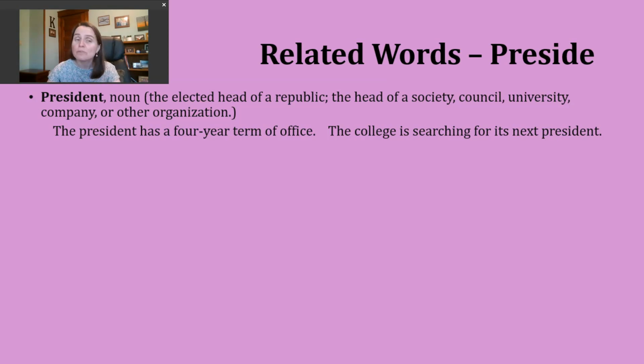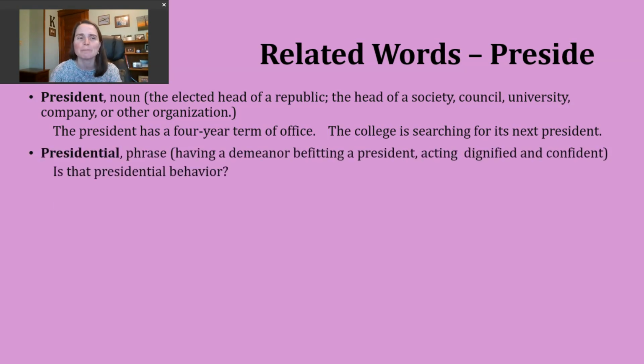Now, a second and sort of related way we use the noun president is to refer to the head of a society, a council, a university, a company, or some other kind of organization. An example of this, the college is searching for its next president. Okay, so again, you might think leader, just like some of our earlier definitions of the verb as we were describing kind of the directing or leading that occurs with that verb. Another related word, sorry, this should be an adjective, not a phrase.